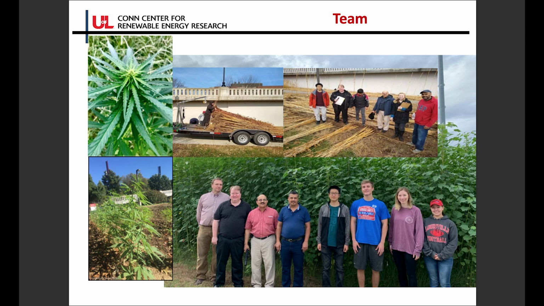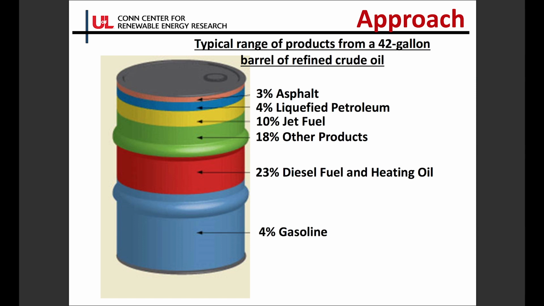We collaborate quite a bit with other universities as well, and grow different types of biomass, and we convert them into value-added products. One of the things about our approach is this is the model we use. When you look at one barrel of petroleum crude oil, we get different products out of it: gasoline, diesel fuels, liquefied petroleum, jet fuel, asphalt.